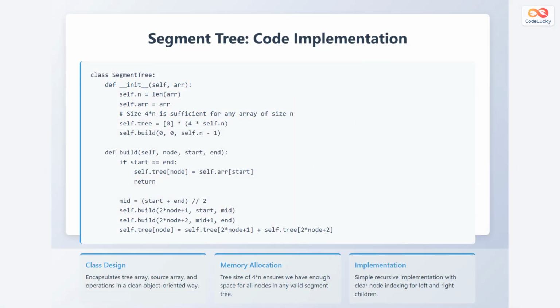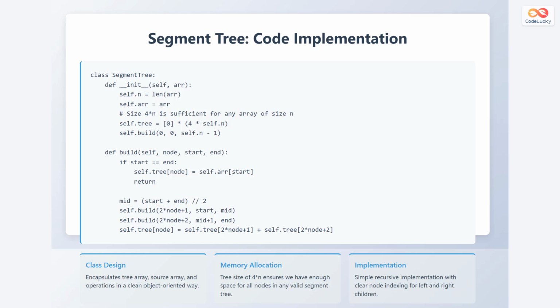Let's dive into the code implementation of a segment tree. We start by defining a class called SegmentTree. In the init method, we initialize the segment tree with the input array. We store the length of the array as n, the array itself as array, and create a tree array of size 4 times n. We then call the build method to construct the segment tree.